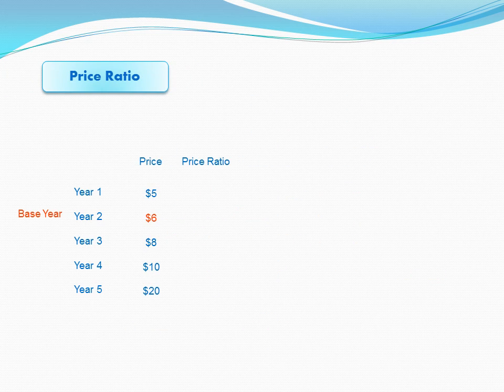The prices then, we can measure how they've been changing. So we create a price ratio. The base year, that is the year we're using to hold constant and measure all other things, would be year 2.